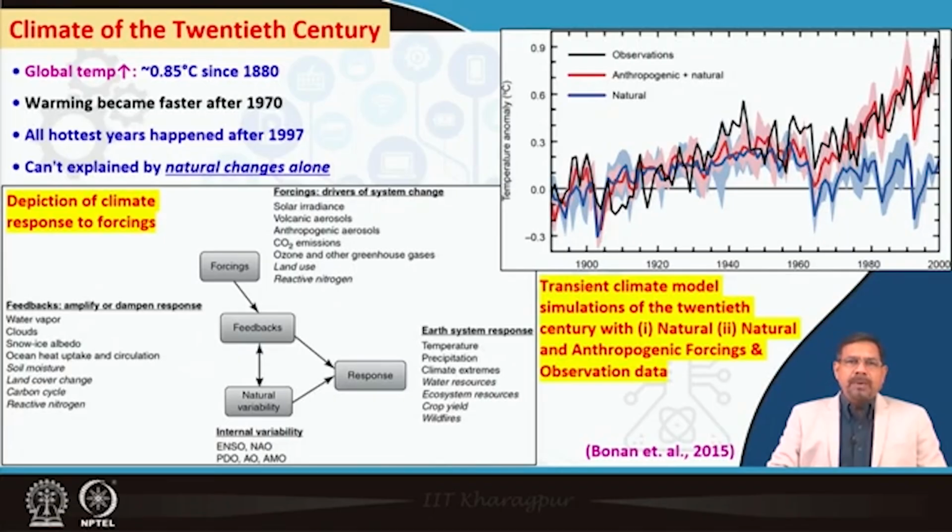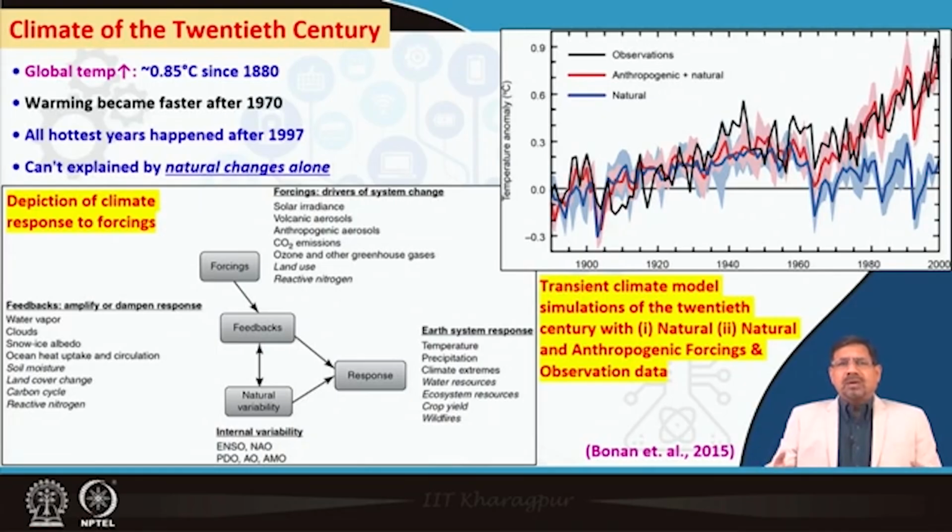So, forcing, feedback, natural variability in terms of internal variability and the responses. Warming became faster after 1970. All hottest years happened after 1997. Friends, we have started realizing the impact of climate change in terms of extreme weather events. One of them is the hottest years. Since or after 1997, we have started receiving more and more hottest years, and the frequency is increasing. That is one of the impacts of extreme weather events that we have started realizing in terms of climate change.